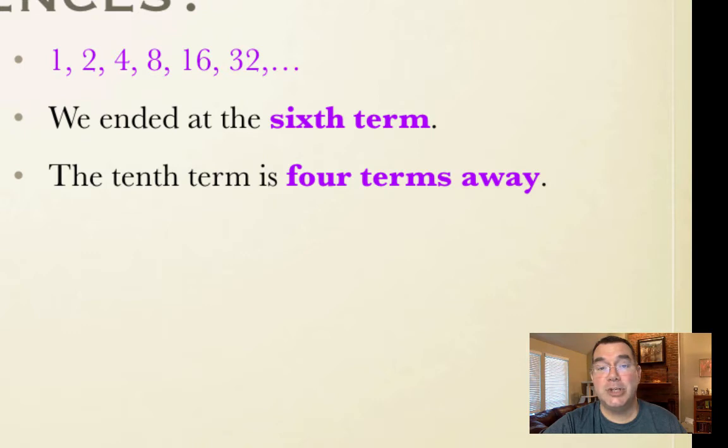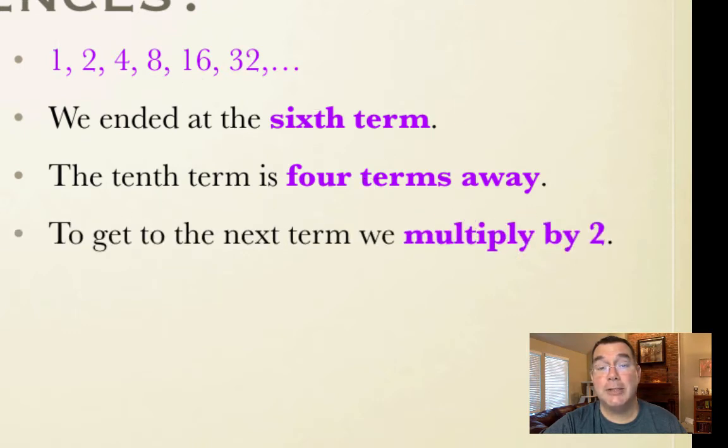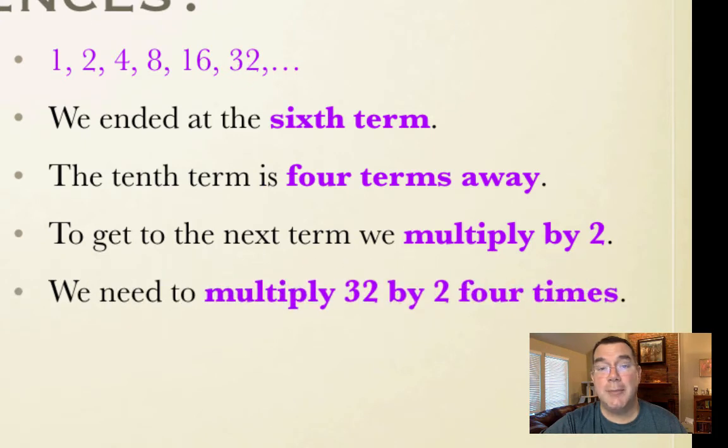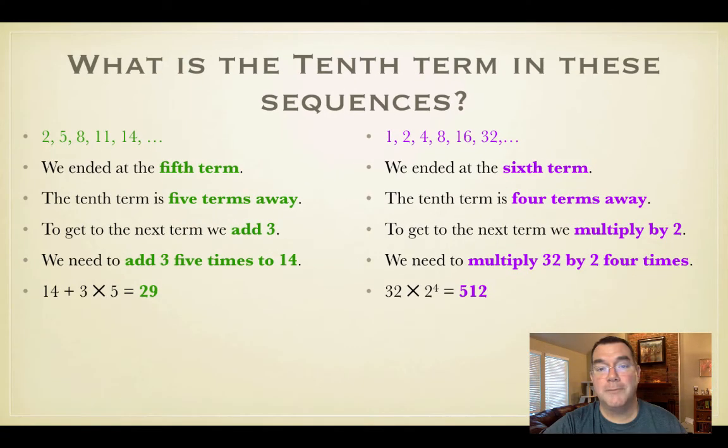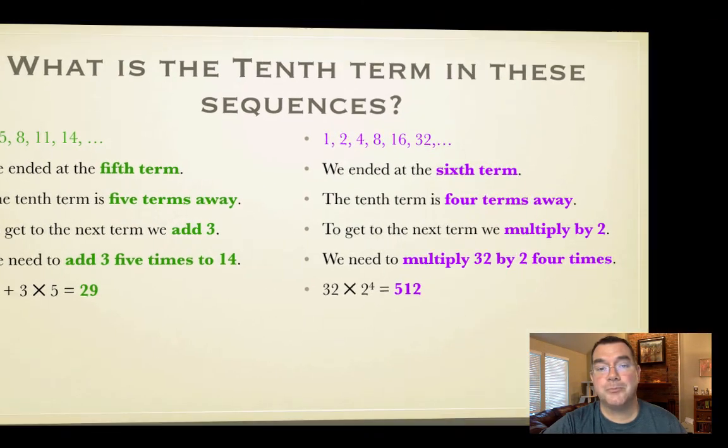And to get from each term to the next term, I keep multiplying by 2. So what I'm going to have to do is take 32 and multiply it by 2 four more times to get to the 10th term. So that's going to give me 512. So that's how those questions work.